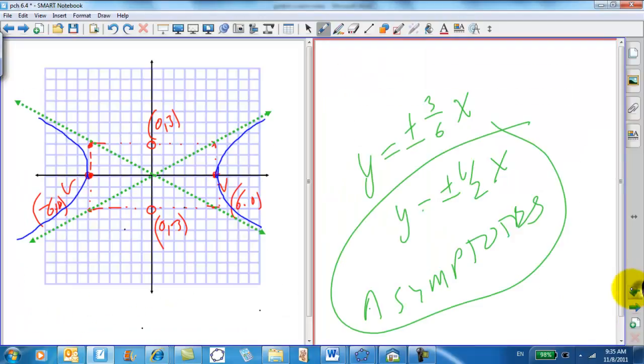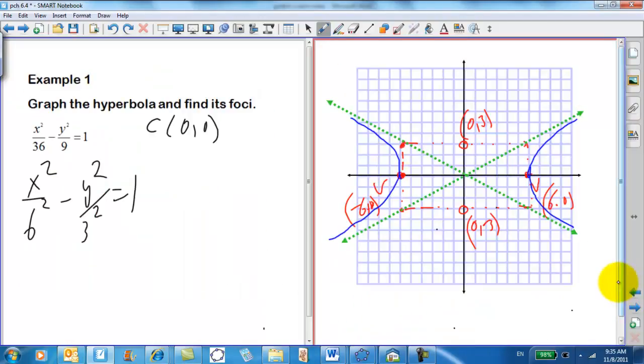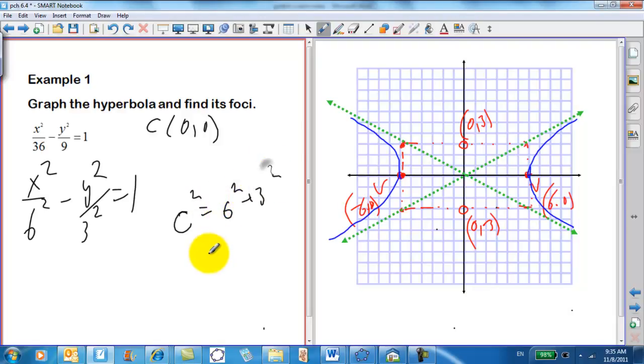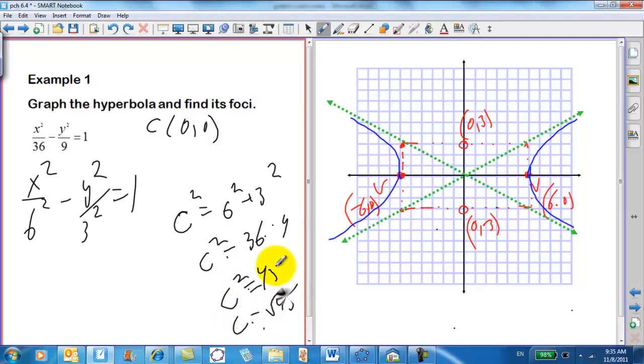Let's go back and make sure we had the foci here on example 1. C squared is still a squared plus b squared. So c squared equals 36 and 9. C squared equals 45. So c equals the square root of 45, which is essentially 3 root 5. And that's a little less than 7, somewhere around 6.7. But the foci end up in this direction, 1, 2, 3, 4, 5, 6, a little more than that. There are your foci, again, outside the box of extent, lining up with the vertices in the center along the transverse axis.